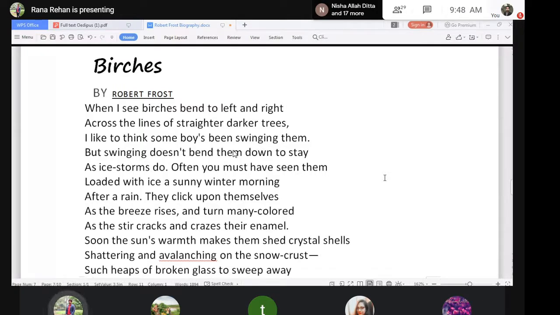As the stir cracks and crazes their enamel. Stir means to blend something, because you know that there is also breeze, air, and then there is the swing of the tree. So this is how you can say they give multicolors, or many colors.